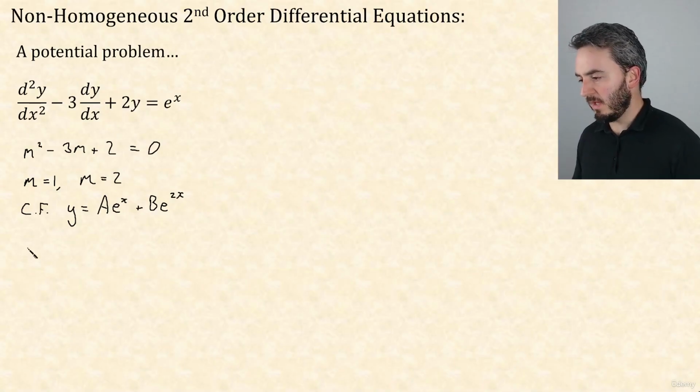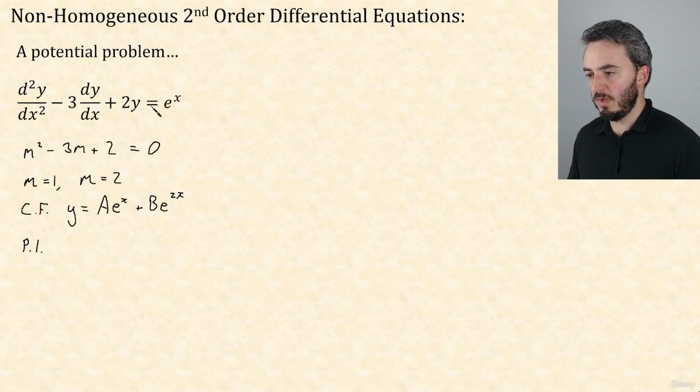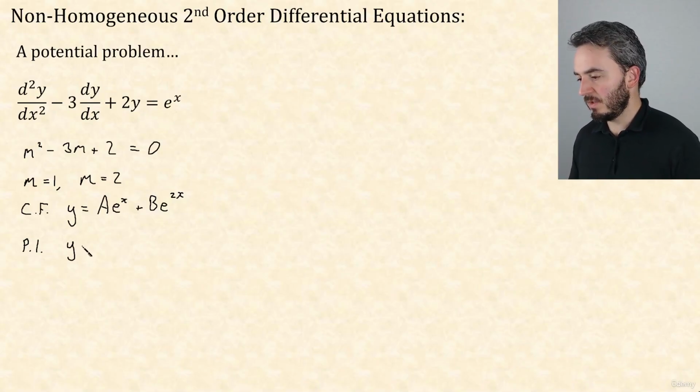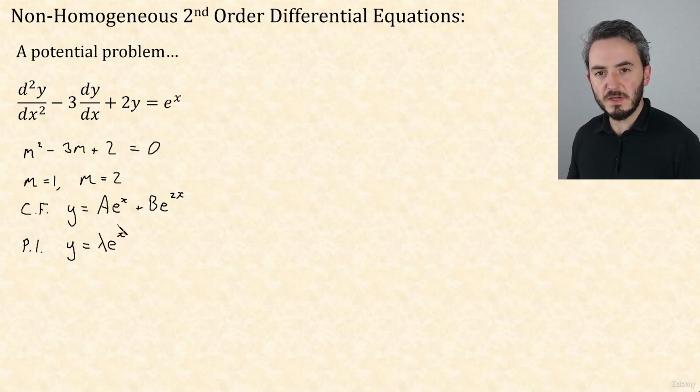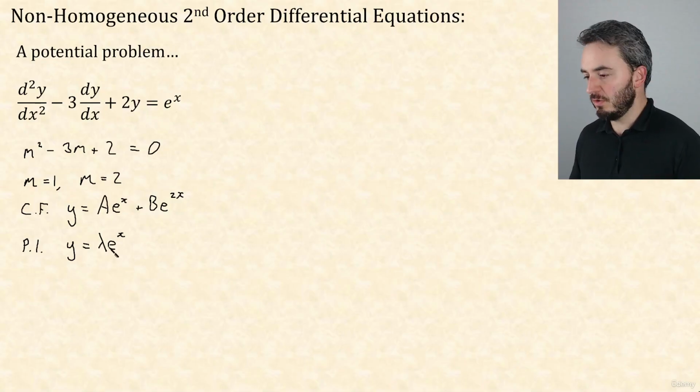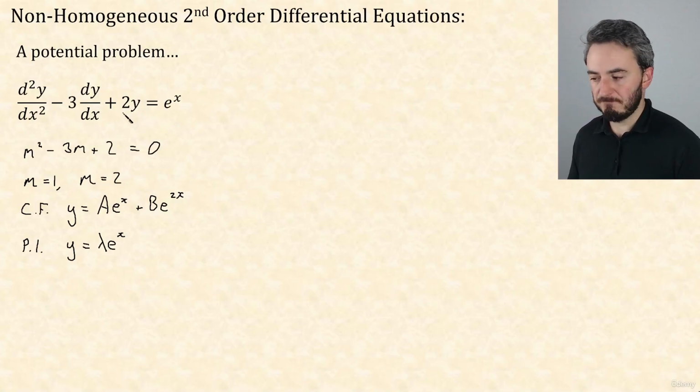And the problem here is that what we are tempted to do is say, well, look, the right hand side is e to the x. So our particular integral is y equals lambda e to the x. But the problem is e to the x is already part of our complementary function. So there's no value of lambda that I can choose that will result in e to the x here, because any amount of e to the x will just disappear in here.